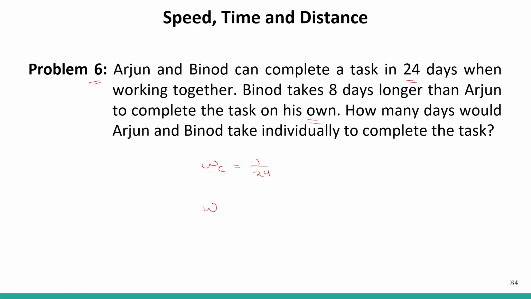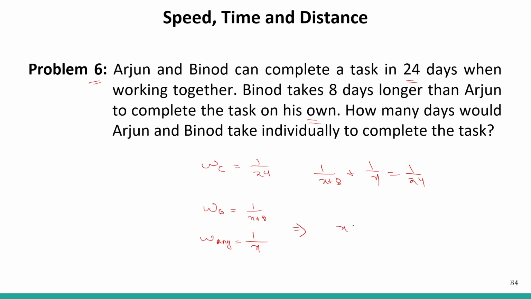Okay, so let the work rate of Binod be what? Work rate of Binod will be 1 by x plus 8, right? If work rate of Arjun is equal to 1 by x. If Arjun completes the work in x days, then how many days will Binod take to complete that same task? He will take 8 more days, right? So their work rates will be these. Given that 1 by x plus 8 plus 1 by x, okay? This is equal to 1 by 24, which is what is given to us.